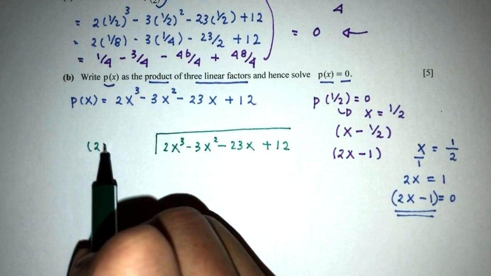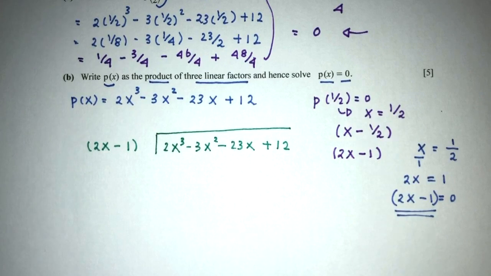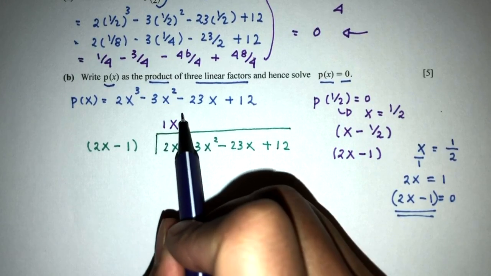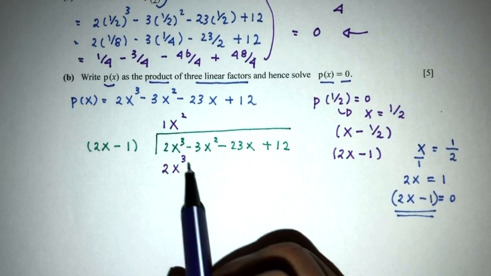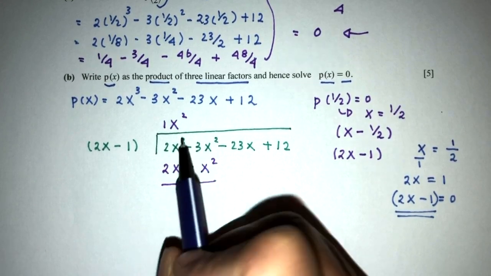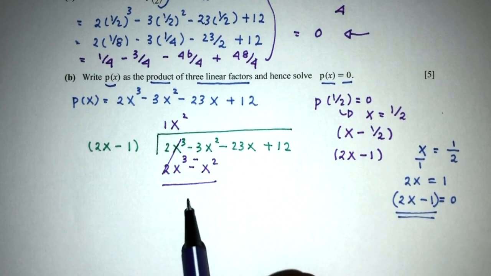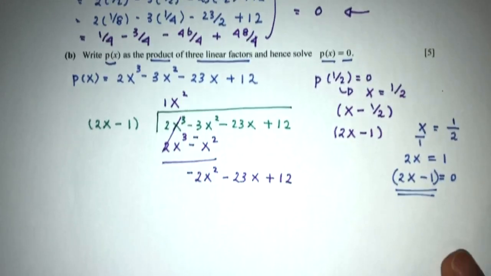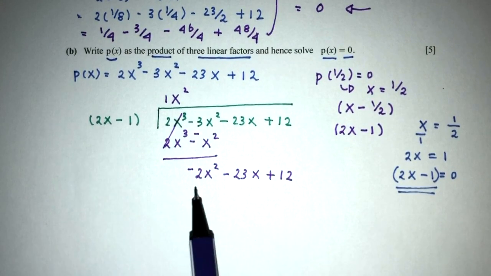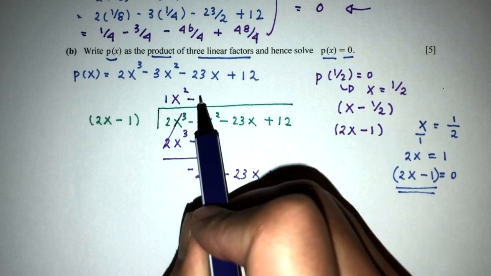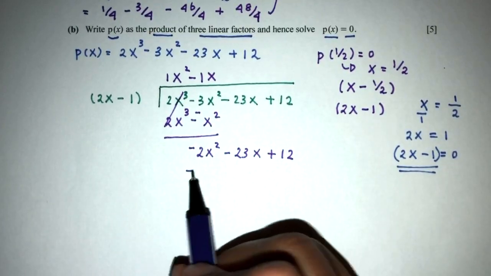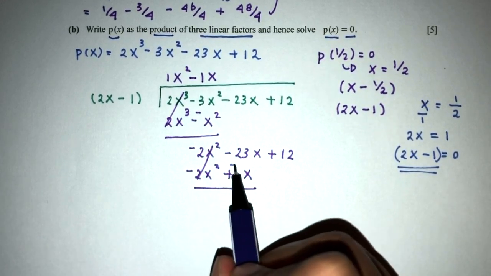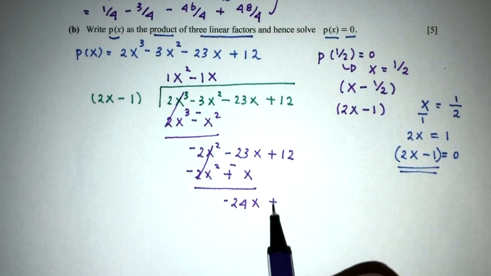So 2x minus 1. First things first, how can you make 2x become 2x cubed? Multiply by x squared, and you will have 2x cubed minus x squared. Cancel out, you'll have minus 3 plus 1 is minus 2, x squared minus 23x plus 12. Okay, now to make 2x become minus 2x squared, multiply by minus x, and you will have minus 2x squared plus x. Cancel out. That will be minus 24x plus 12.